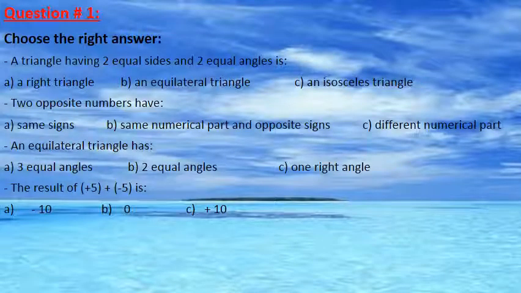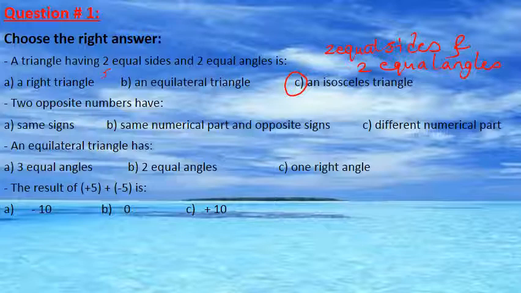Question number 1. In question number 1, we should choose the right answer according to what we have studied before. A triangle having two equal sides and two equal angles is a right triangle, or an equilateral triangle, or an isosceles triangle. It is an isosceles triangle because a right triangle has a right angle. An equilateral triangle has three equal sides and three equal angles, while an isosceles triangle has two equal sides and two equal angles. This is a property of the isosceles triangle.